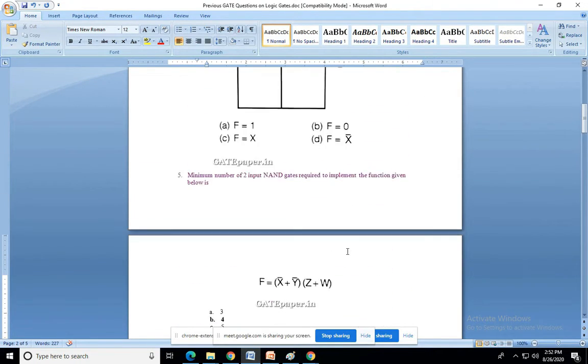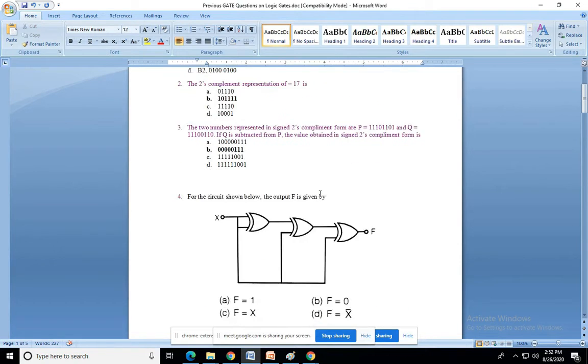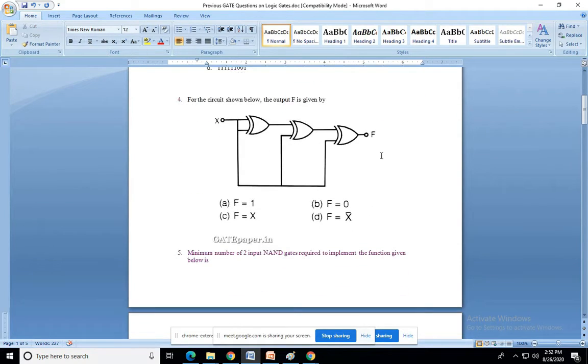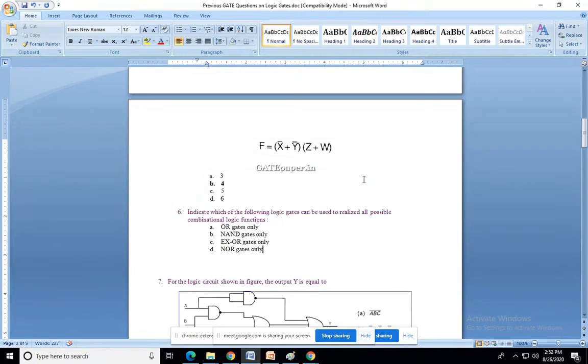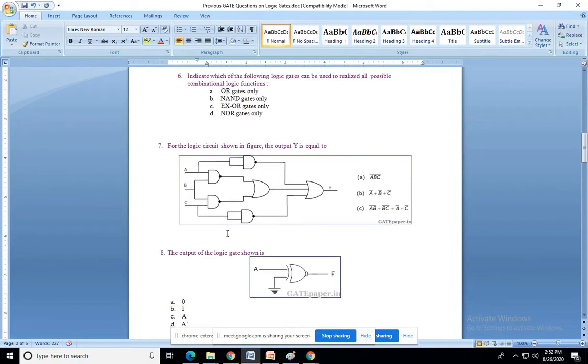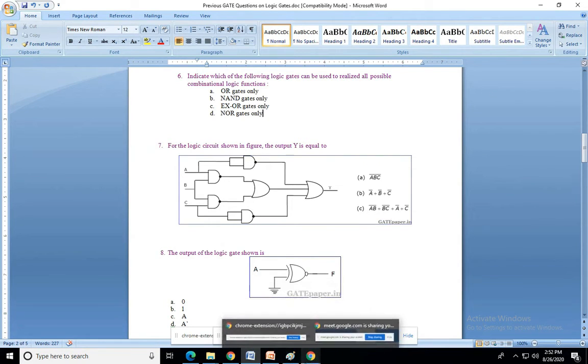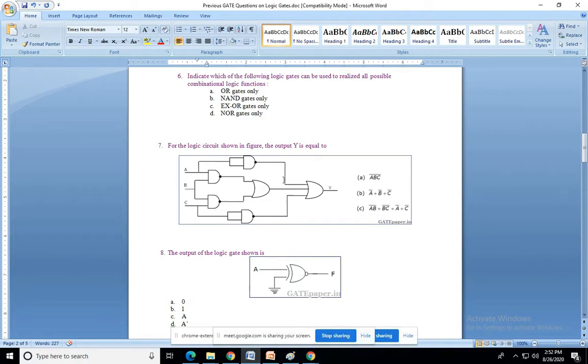So all these questions are asked in GATE. I have extracted these questions from previous GATE question papers. As our digital electronics subject is a core subject, questions from this subject will be asked in GATE and also in government examination question papers.